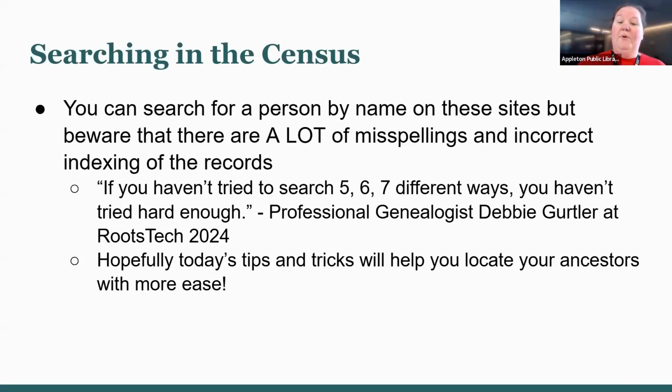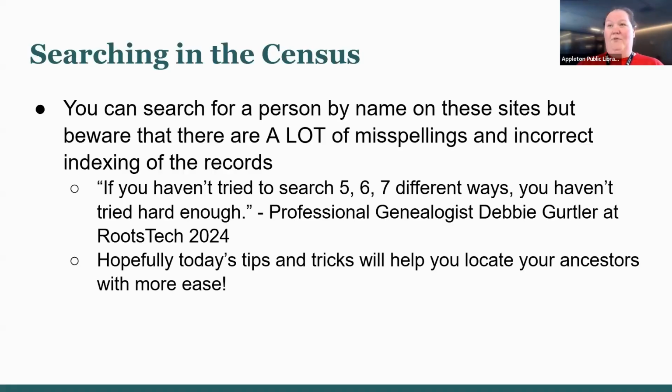There was this great quote from a professional genealogist, Debbie Gertler, at RootsTech 2024, which is this big genealogy conference that they do every year online and in Salt Lake City. And I thought this was a perfect way to sum up why it's important to continue searching. She said, if you haven't tried to search 5, 6, 7 different ways, you haven't tried hard enough. So don't just put in your last name and say, oh, there's no results, they must not be in the census. You've got to try spelling your name 5, 6, 7, 8, 9, 10 different ways and get creative with how you're searching sometimes to track down these ancestors. For a really long time, I couldn't find my ancestors in Chicago in the 1900 census, I want to say.